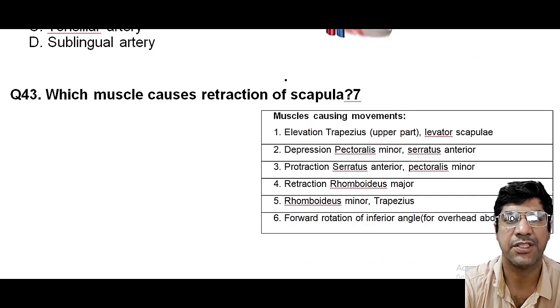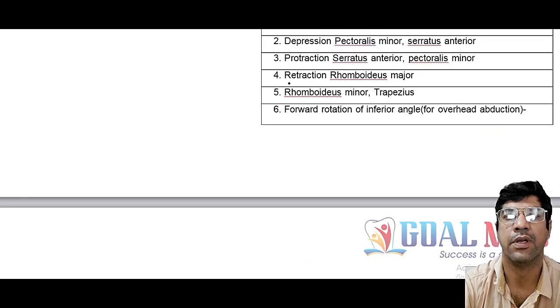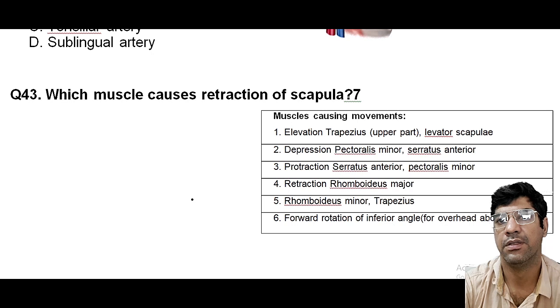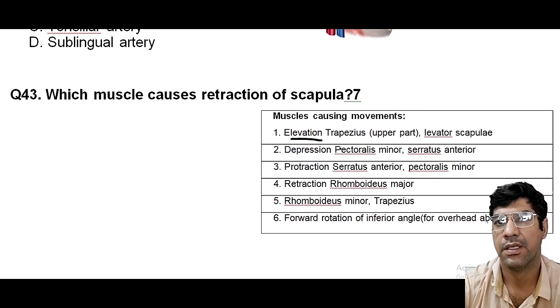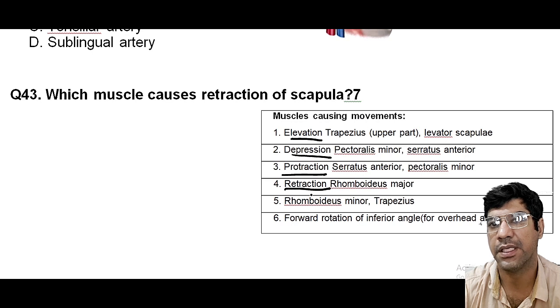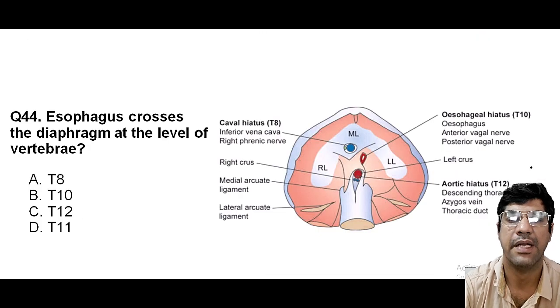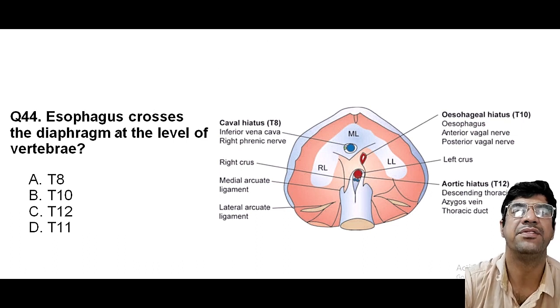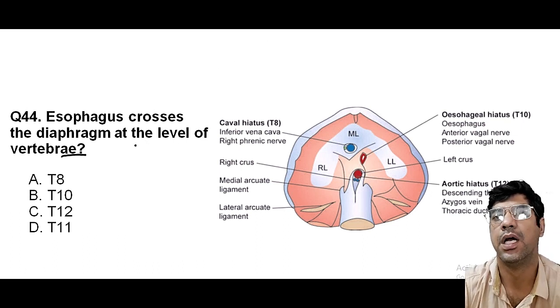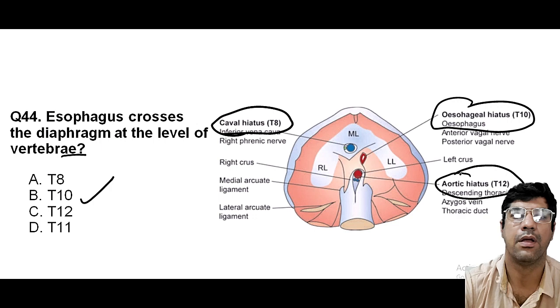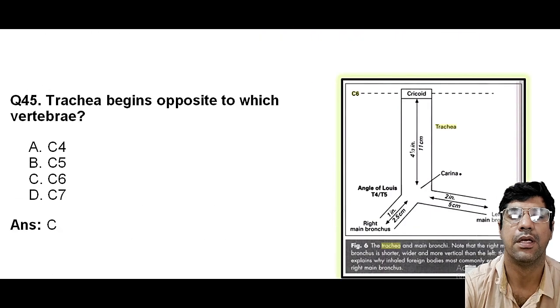Which muscle causes retraction of the scapula? So remember the table, the answer here is rhomboid major. The muscles that cause elevation, depression, protraction, retraction, remember all these muscles from the exam point of view. The esophagus crosses the diaphragm at the level of which vertebra? The answer is T10. So remember this.